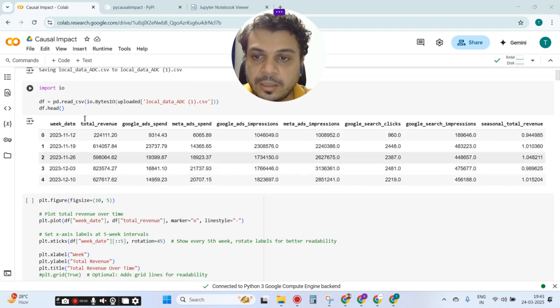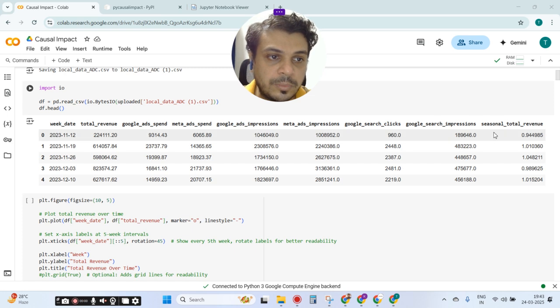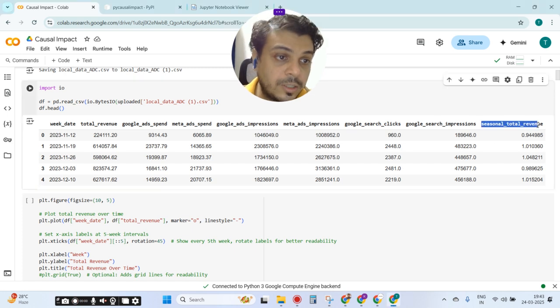So I've uploaded this data. These are the first few rows of the data. That's all I can show you. But as you can see, this is the format of the data. You have the date column, and then you have revenue, and then you have all the predictive variables. So there's Google spend, Meta spend, Google impressions, Meta impressions, Google clicks, and then there's a seasonal component.